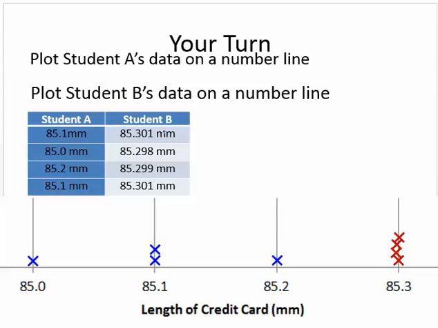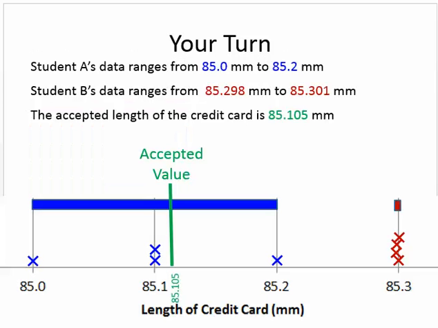That means that even though someone was much more precise with their measurement and went many more decimal places, our scale can only go to one decimal place. So all of these are going to become 85.3. All four of these are right here, 85.3. As we look at this, student A's data ranges from 85 to 85.2. Student B's data ranges from 85.298 to 85.301. The accepted length of the credit card is 85.105.